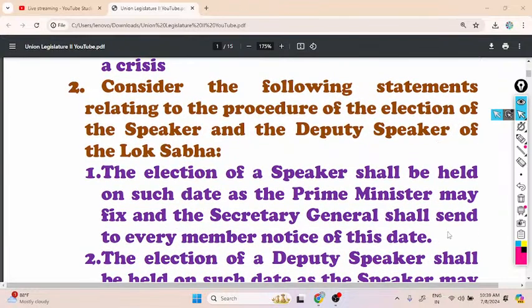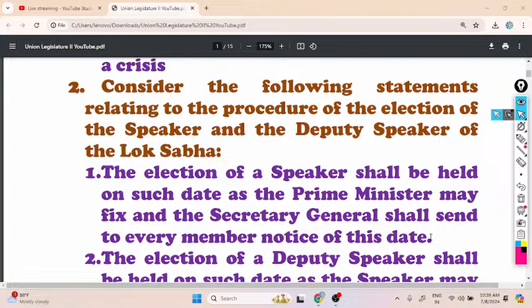Consider the following statements relating to the procedure of the election of the Speaker and Deputy Speaker of the Lok Sabha. The Speaker and Deputy Speaker of Lok Sabha are elected by the members of the House. The rules of procedure in the Lok Sabha contain these provisions. Remember, how they will be elected is not clearly mentioned in the Constitution, but it is based upon the rules and procedure of Parliament, and there are different provisions.